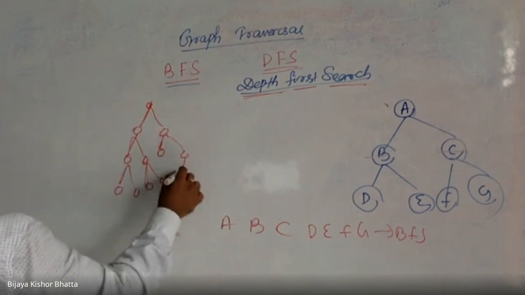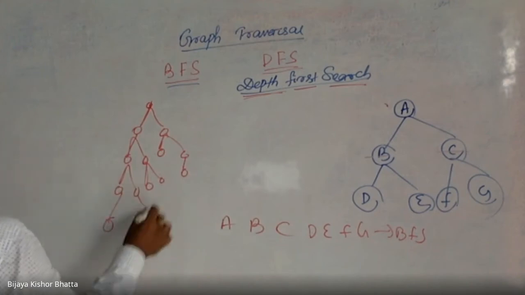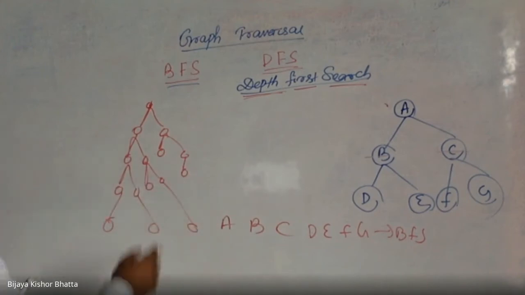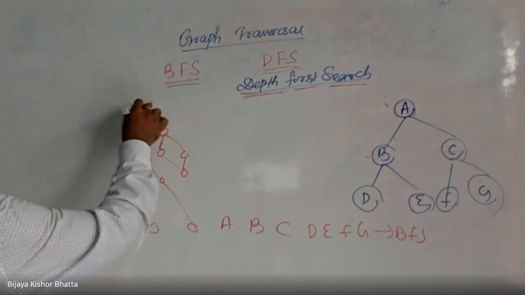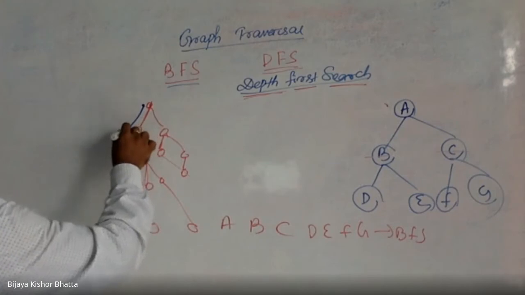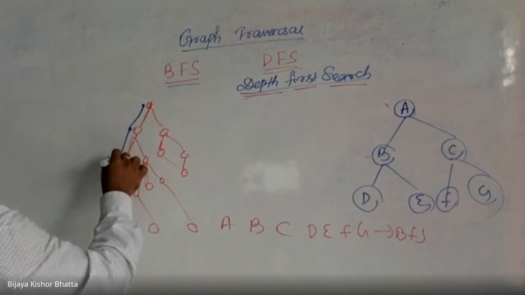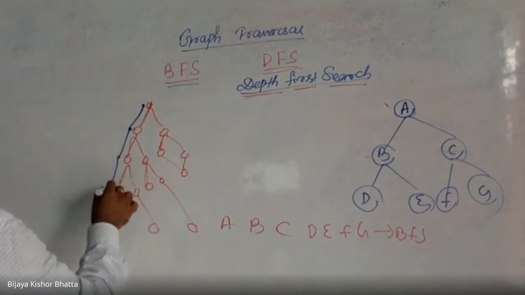Suppose this is my bigger tree, or maybe graph, something like that, so maybe they are connected. So what you will do, you will not go in this way, rather you will start from here, go to this vertex, process it, and go to here, process it, go to here, go to here.